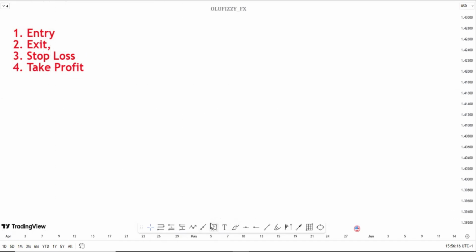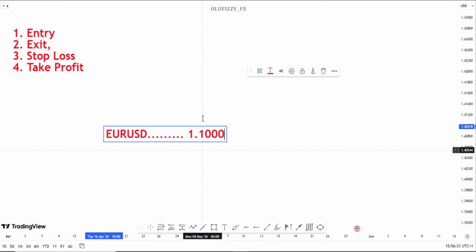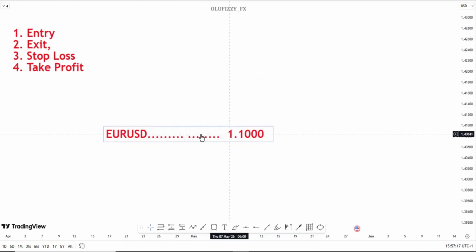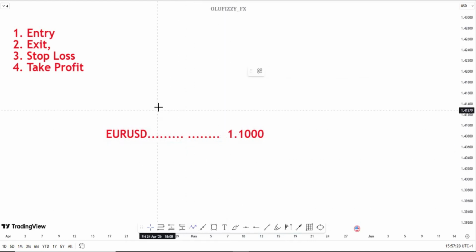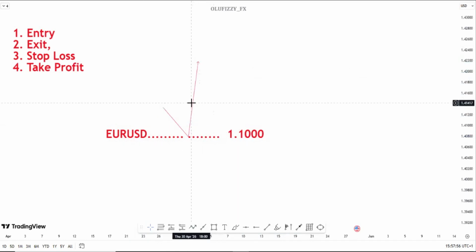So now let's take Euro USD for example. Let's say we have Euro USD and the price of Euro USD was 1.100. So that is the actual entry where you want to enter a trade. So you want to buy at this particular price level, which means you are expecting price to go up. So you see this particular number that we have here, that is going to be your entry, where you will enter a market from.